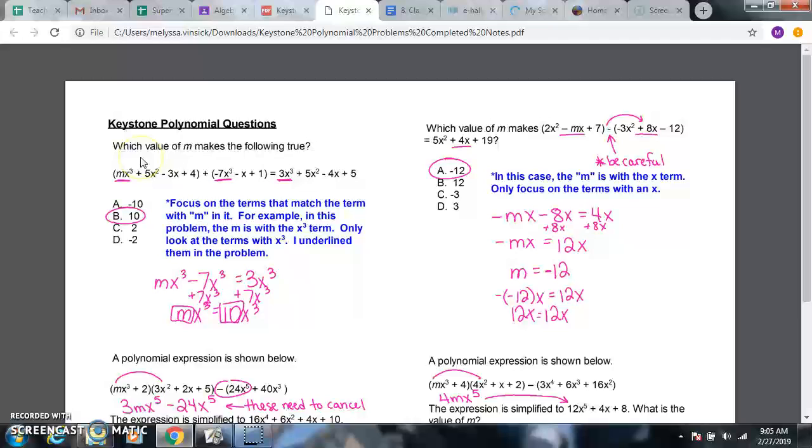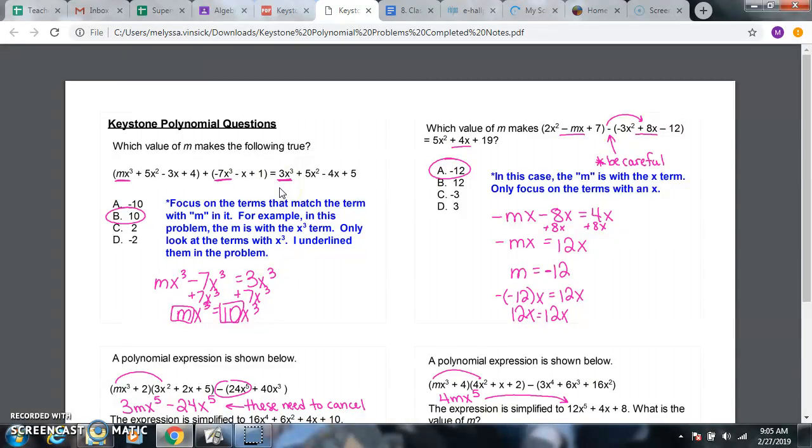When we go through these, in this first one we want to figure out which value of m is going to make this following statement true. This is our initial statement: this polynomial in the first set of parentheses plus our trinomial in this parentheses is going to equal 3x to the third plus 5x squared minus 4x plus 5. So I know what all of this is going to equal. They give me the final answer, and I have to figure out what this number for m has to be so that this is a true statement.